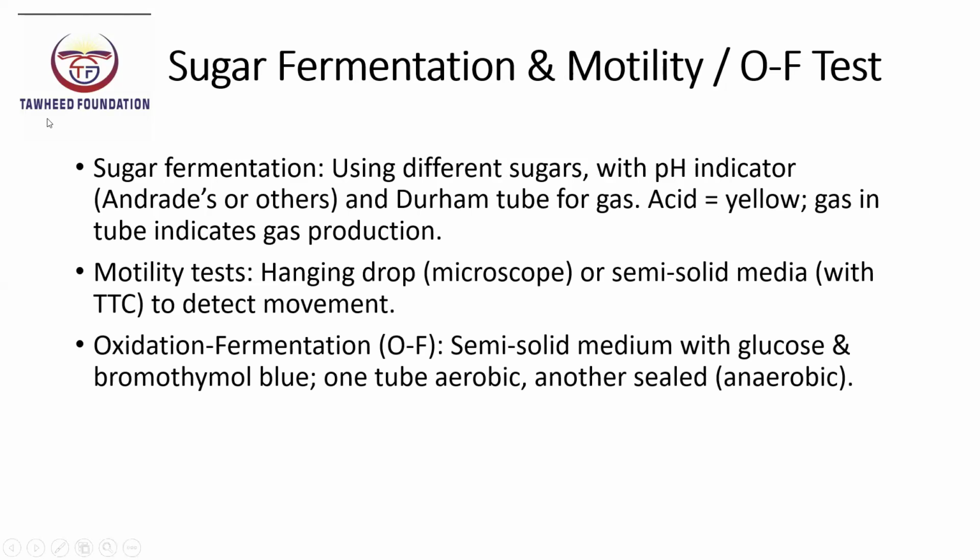So here, interpretation: positive acid production, the broth color changes from red to yellow, indicating acid production, lowering the pH. Gas production: presence of gas bubbles or displacement of medium in the Durham tube, indicating gas production. Negative result: no color change and no gas indicate inability to ferment the sugar.